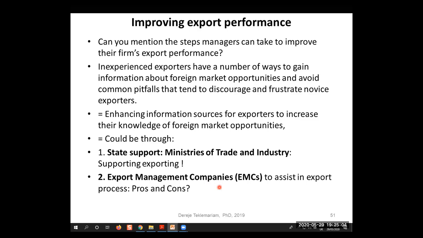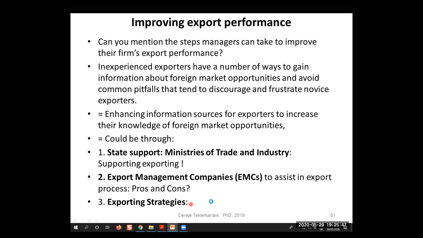The other thing is, it could be done through export management companies. There are a number of companies; we call them EMCs in America. In Ethiopia, is there an export management company? Can you tell me any export management company that can really support and assist exporters? I mean, there are some government ones. These are what we call independent companies, even subsidized by governments, so that their task is really not to see any failed exporter. And of course this one has its own pros and cons. Having EMCs has its own pros and cons.